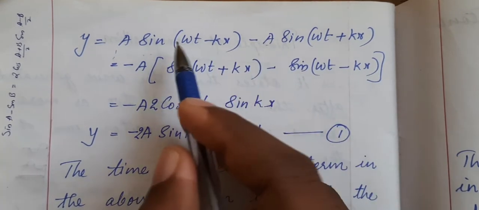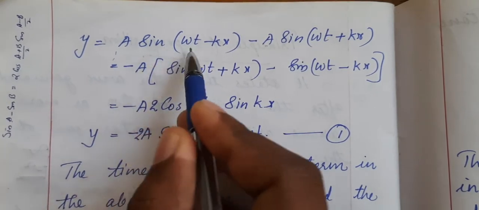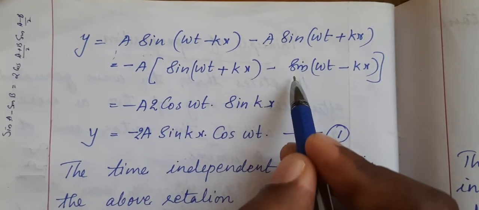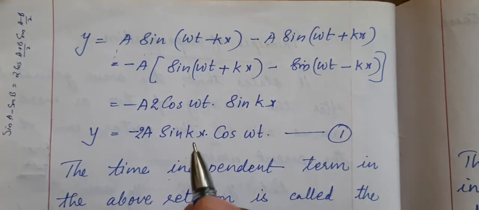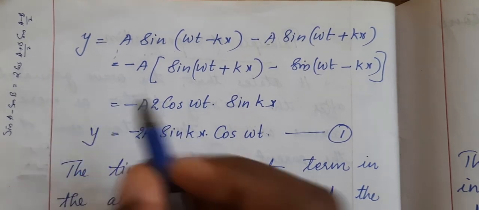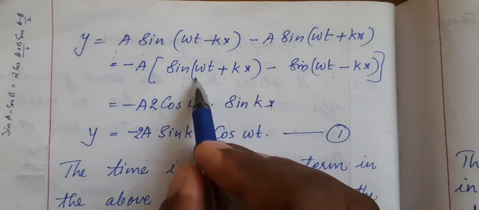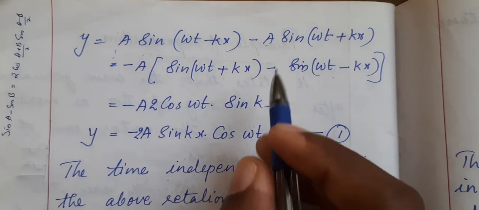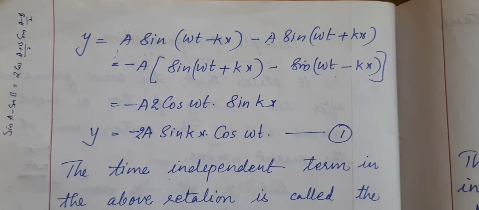So this negative sign, let's take outside. This a, minus a, let's take outside. Then minus a, if you take outside, this term will come first. That is sine(omega t plus kx) minus of this term, minus sine(omega t minus kx). So this is in the format of sine a minus sine b in mathematics. And sine a minus sine b is equal to 2 cos((a plus b)/2) sine((a minus b)/2). So here we have used the formula.